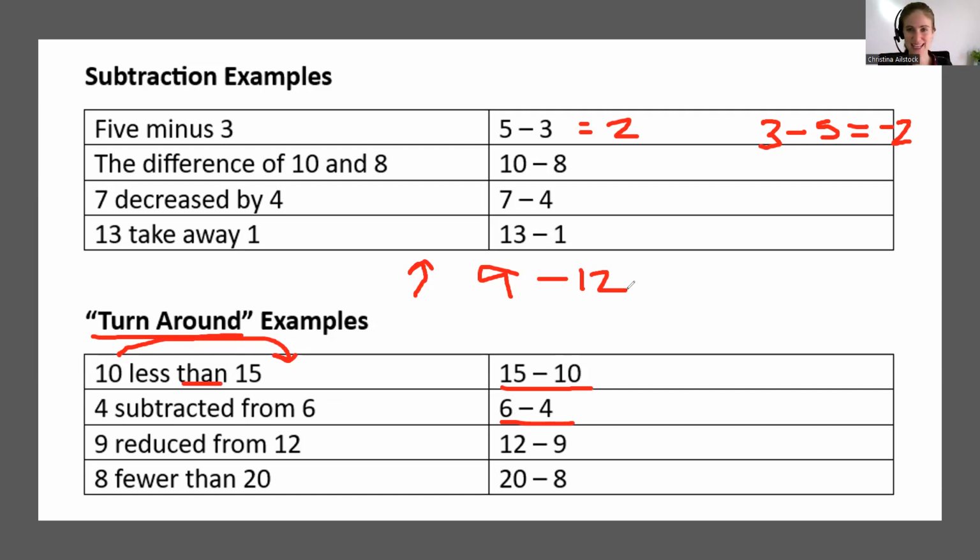Definitely brings a little bit of that English and our grammar into our math here. And then 8 fewer than 20 means there's 8 less than that 20. Again, it turns around and needs to come after. So some of the key things that I'm noticing here is the words "than" and "from" are some major key things to look for to help you know it's a turnaround one.